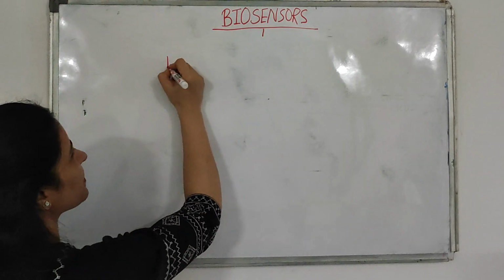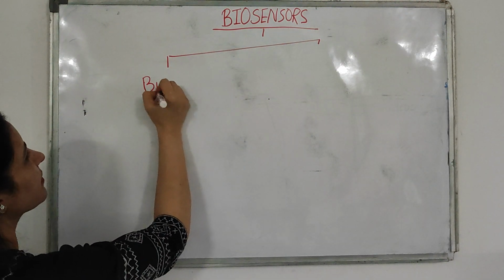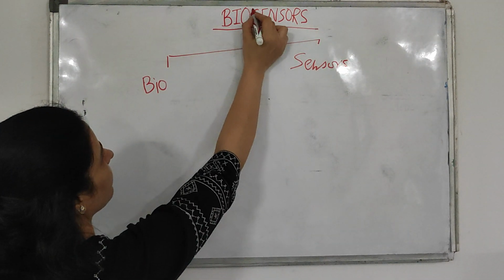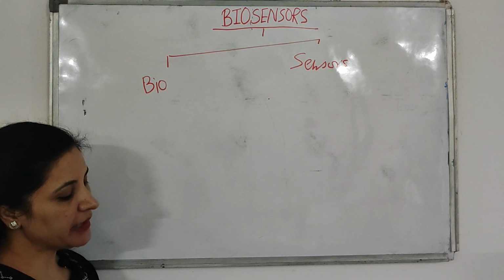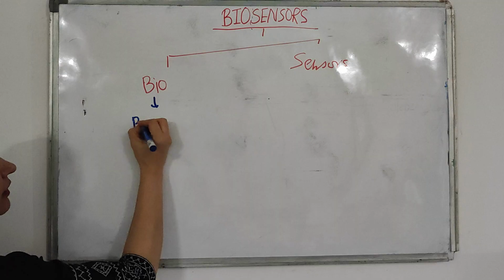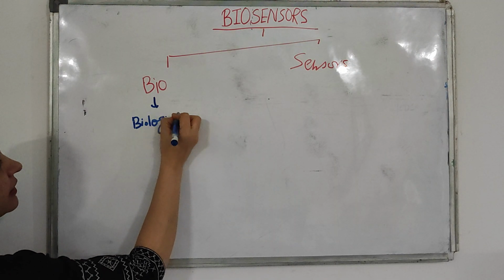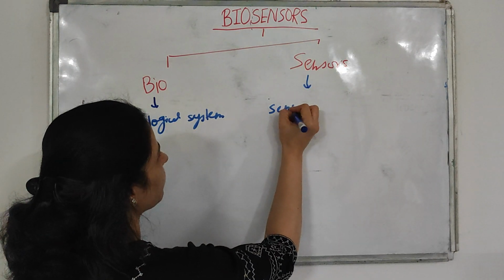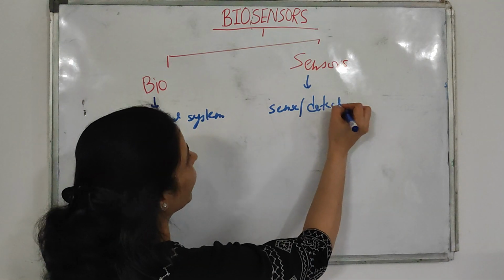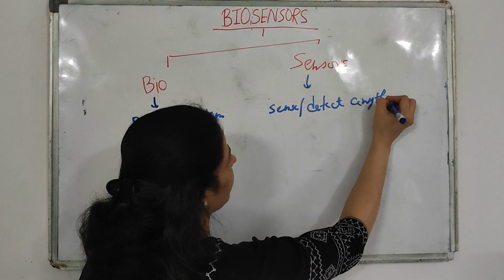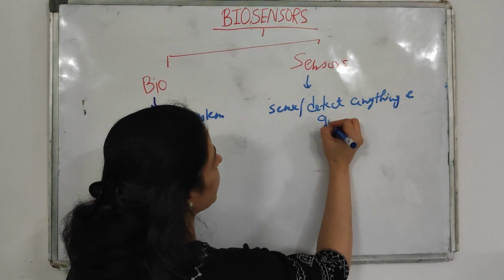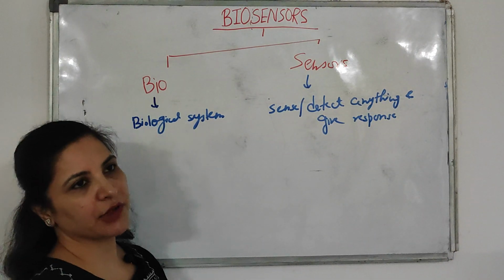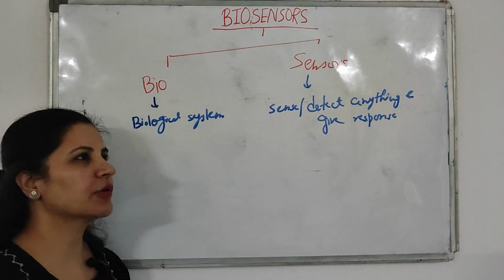Biosensor. If you split this term, it comes out as bio and sensor. So what is the meaning of bio? Bio means biological system. Sensor means sense something, or detect something, and give a response. Sensor is what? It will detect something and give a response. So by this term you can easily understand.